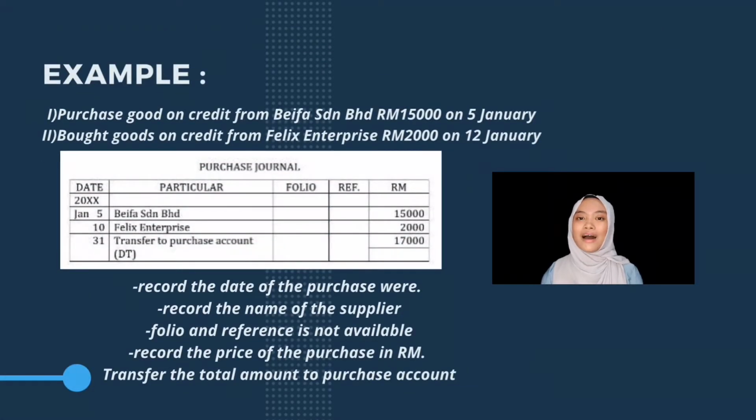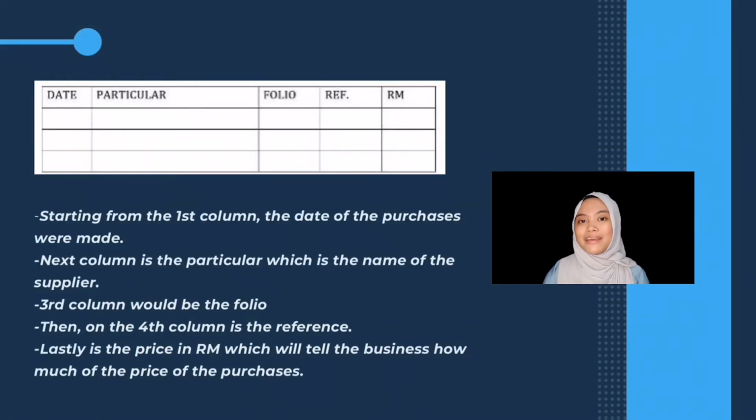Now, this is how a purchase journal looks. Starting from the first column, the date the purchase was made. The next column is the particulars, which is the name of the supplier. The third column is the folio, and the fourth column is the reference. Lastly is the price in RM, which tells the business the price of the purchase.